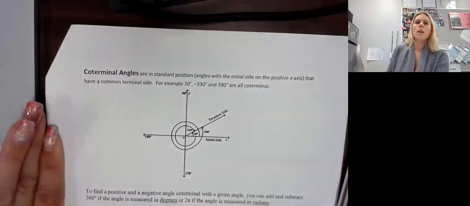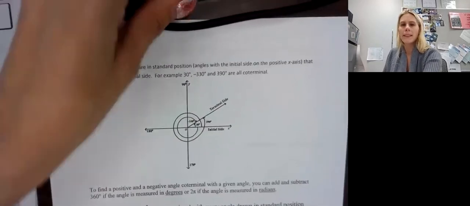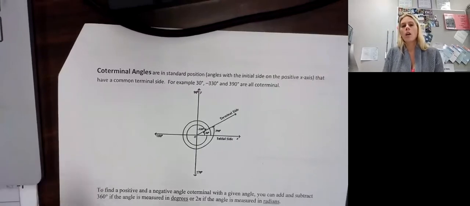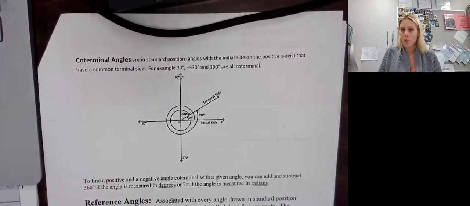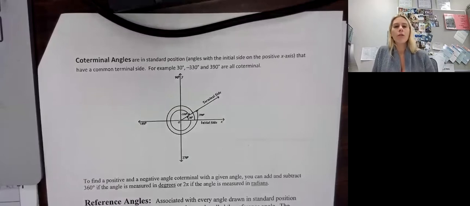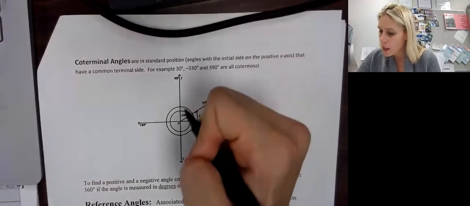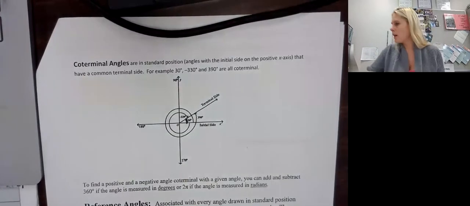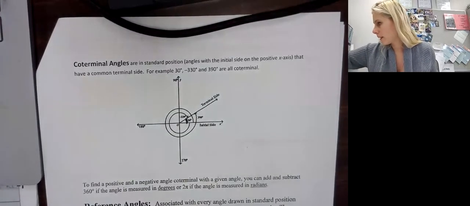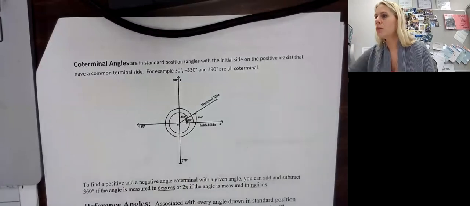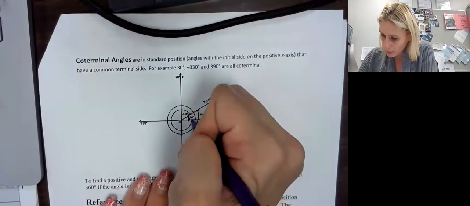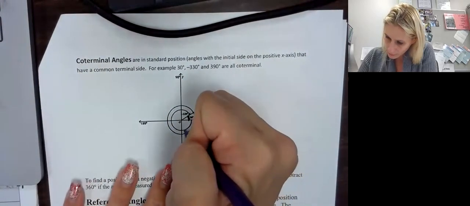Coterminal angles are the standard position angles with initial side on the positive x-axis having common terminal sides. For example, 30, negative 330, and 390 are coterminal. And I'll show you. 30 is right here. You see that? Negative 330, well, remember that is clockwise.